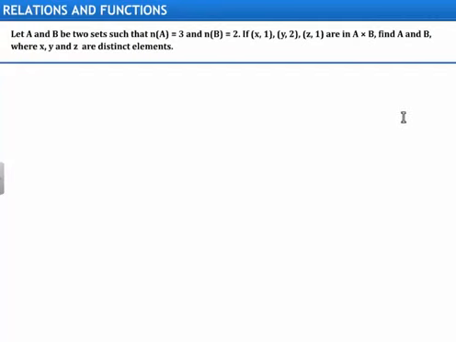This question says, let A and B be two sets such that n of A is equal to 3 and n of B is equal to 2. If (x, 1), (y, 2) and (z, 1) are in the Cartesian product A cross B, you have to find the set A and the set B where it is given that x, y, z are distinct elements. Let us see how to proceed with the solution of this question.